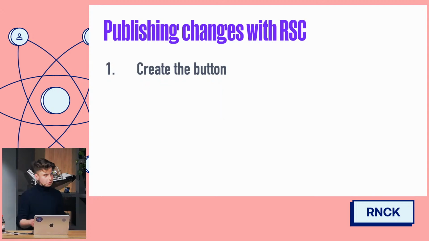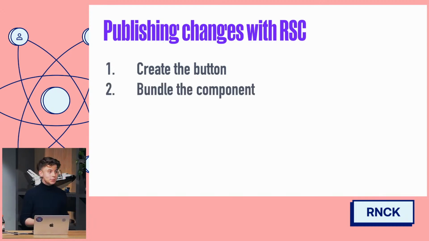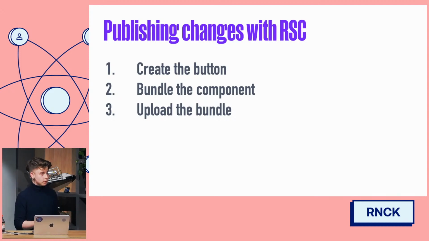So what does the flow of publishing changes look like with React Server Components? So of course we need to create the button. Then we only need to bundle our one component, the component that we are iterating on, this top bar component. And finally, we just upload the bundle of one component, not the bundle for the whole application, but this small piece of update. And finally our users see the new special Christmas button. And that's really great.